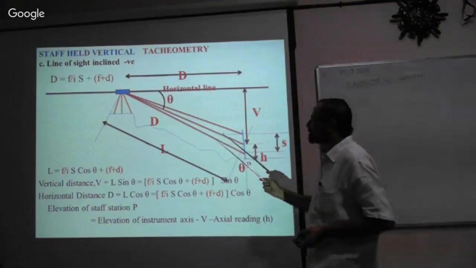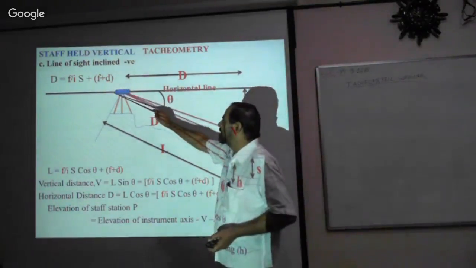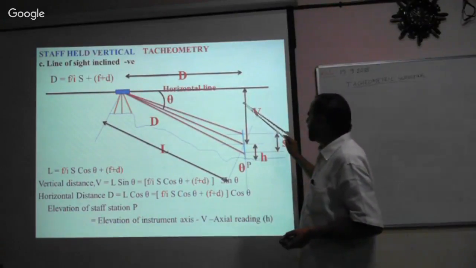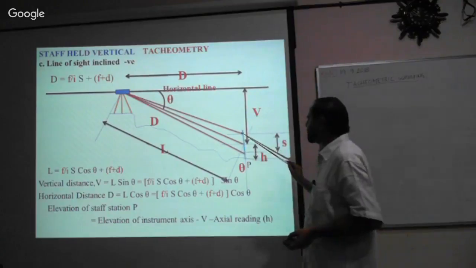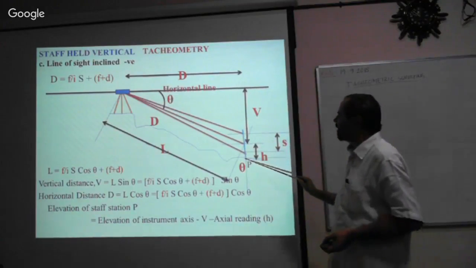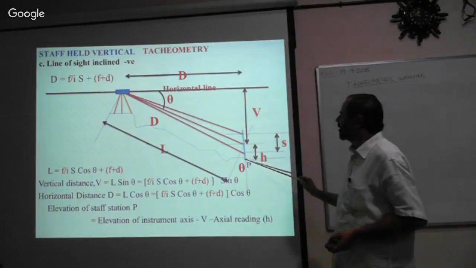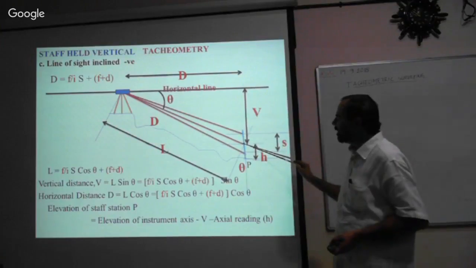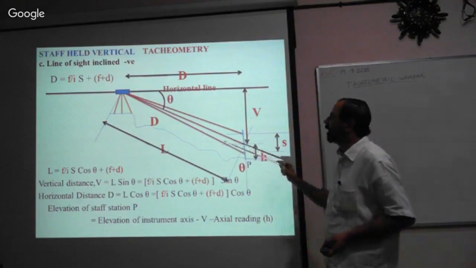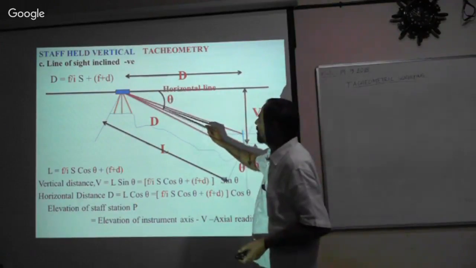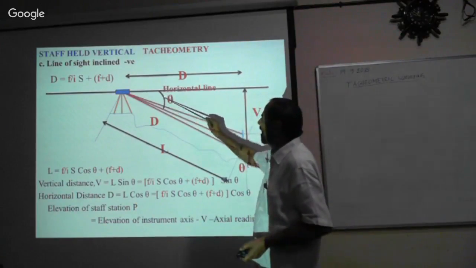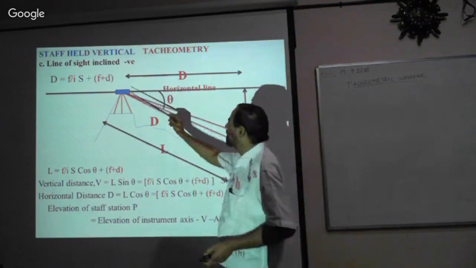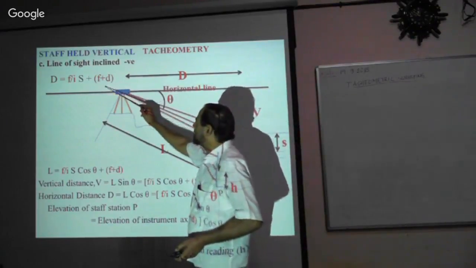Install the instrument, make the temporary adjustments, then hold the leveling staff, the stadia rod, where we need to calculate the elevation of the location. This is the top hair reading, middle hair reading, and the bottom hair reading. And also measure the vertical angle. After doing so, this is what's good for normal sights.